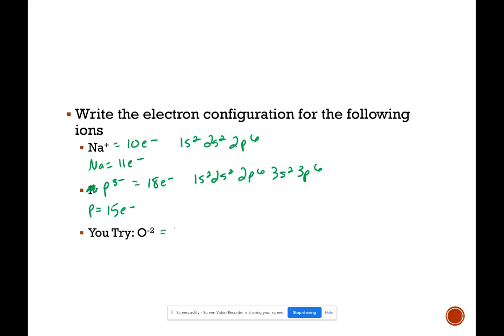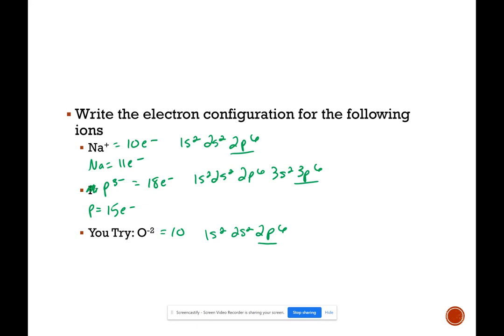Oxygen also has 10. Neutral oxygen has 8, so we've gained 2 to get my -2 charge. So 1s2, 2s2, 2p6. So oxygen and the oxide ion and the sodium ion actually have the same electron configuration, and that's not a coincidence. If you notice, all these ion configurations end in p6, just like noble gas configurations do.